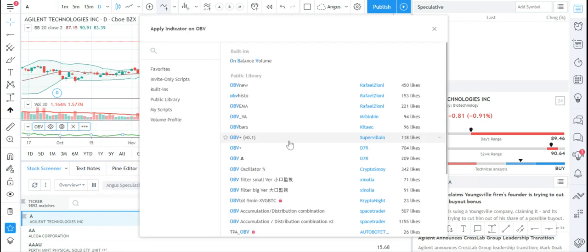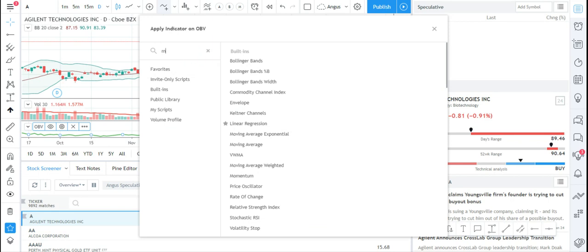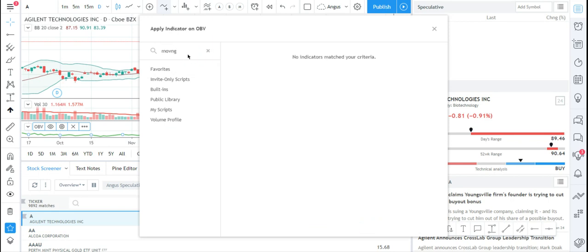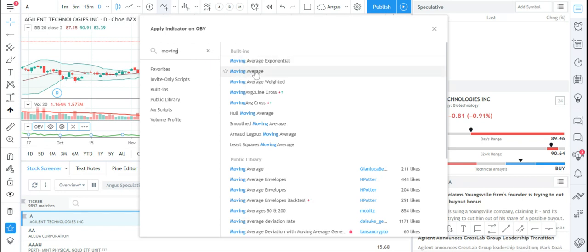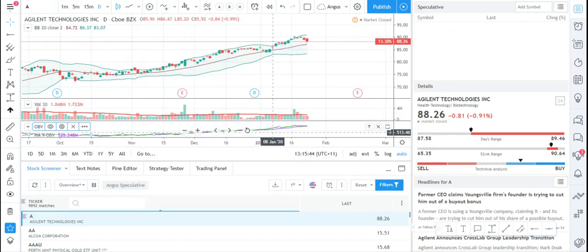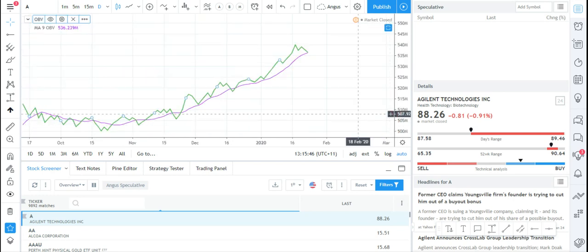So add indicator on OBV. I'm just going to go moving average. Because again, as with the Bollinger Bands, which are effectively a 20-day moving average with two standard deviations, what I'm now doing is adding a moving average to my volume. And so it's coming as a purple line. I'm just going to make that big for now.